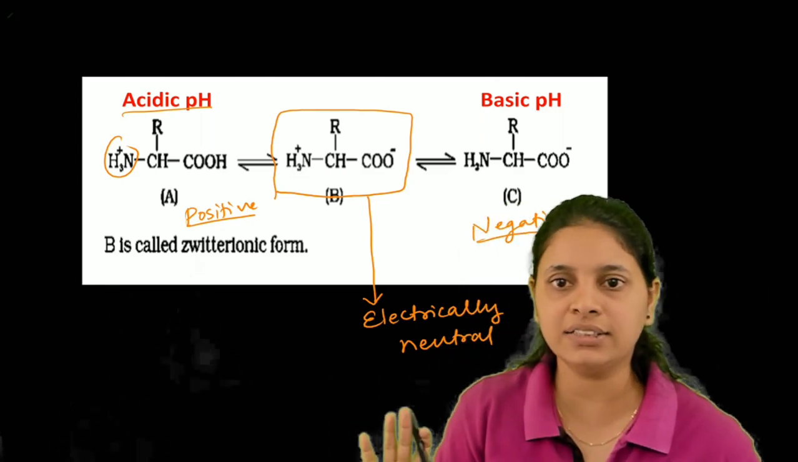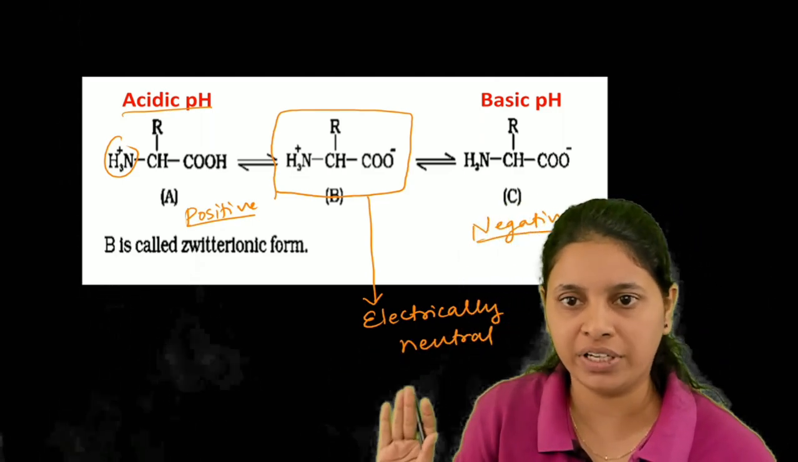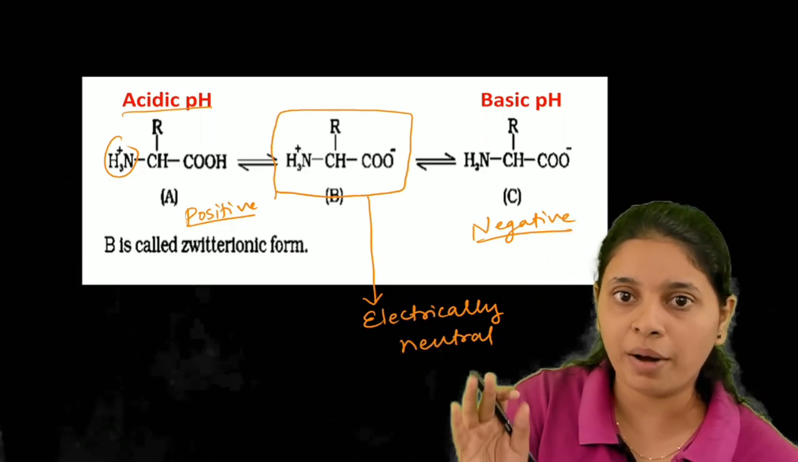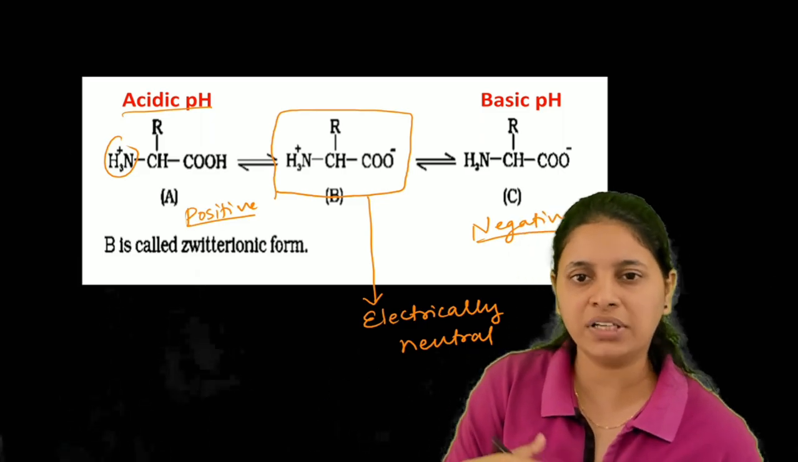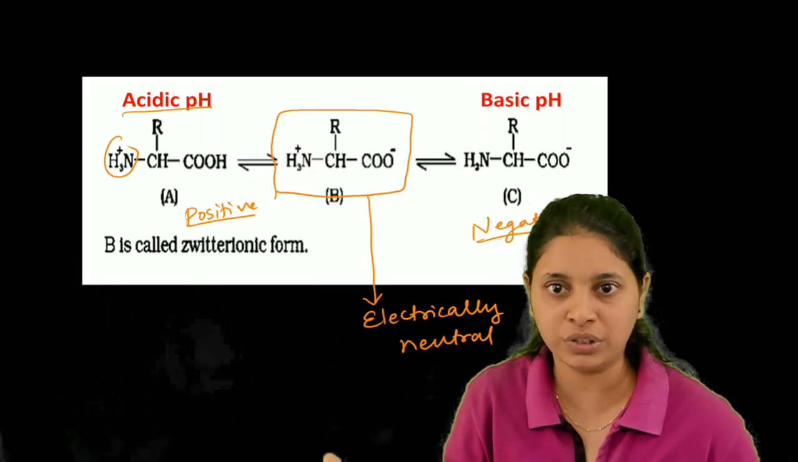pH, not necessarily pH 7. Okay, pH will not be 7. It may be less than 7 or more than 7, depends on the amino acid. Also, we have different types of amino acid, acidic amino acids, basic amino acids, right? R group will also contribute to this charge.